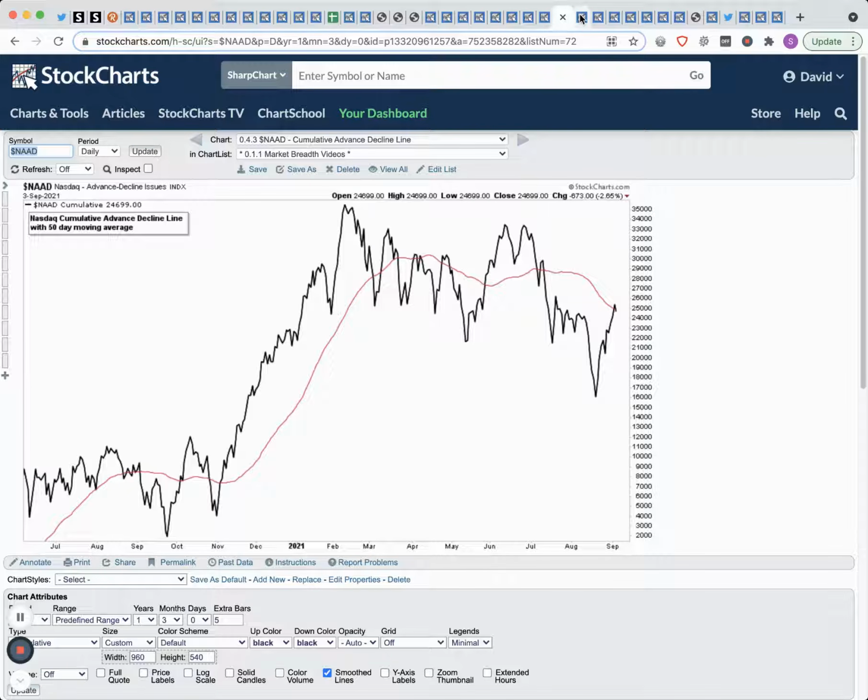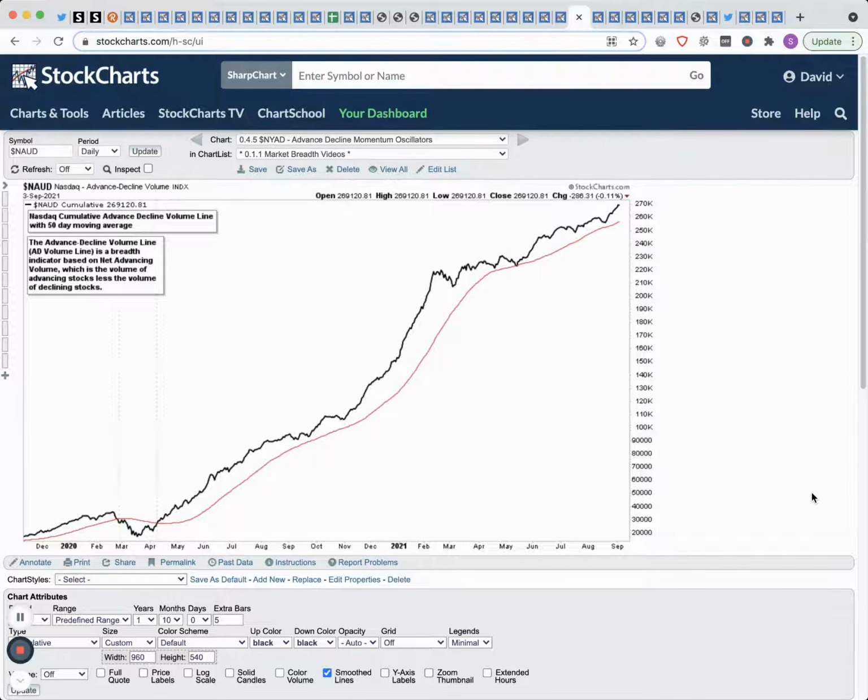But everyone looks at it like this, but there's a better one. This is the Nasdaq Cumulative Advance Decline Volume line, which is the advance decline indicator based on the net advancing volume, which is the volume of the advancing stocks less the volume of the declining stocks. So this one I use in a pretty simple fashion. So this is the Nasdaq. A cross below the 50-day moving average is bearish, and a cross above is bullish.